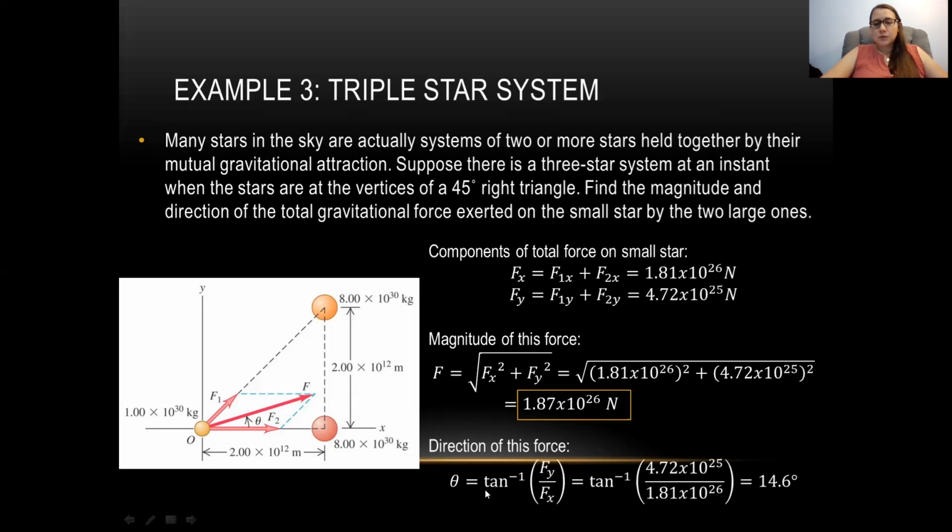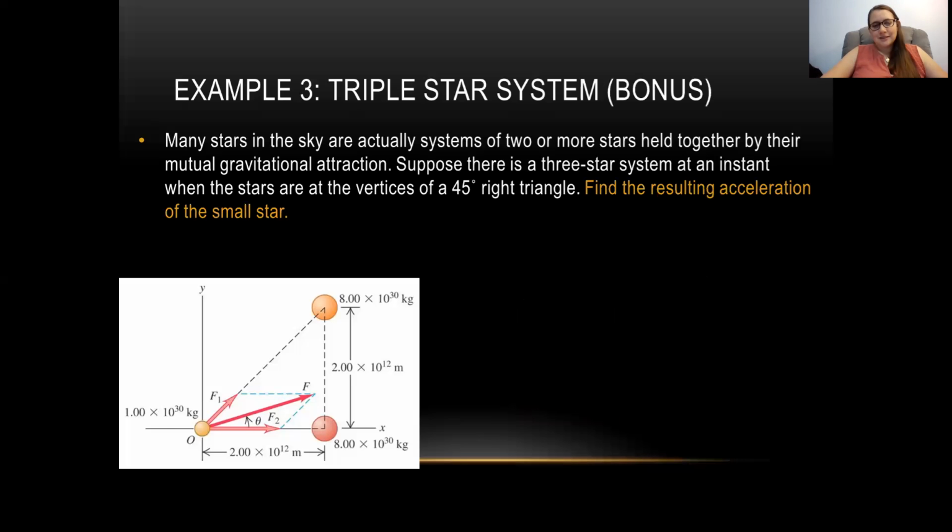The direction of this force will use the inverse tangent of the y component over the x component, just like we did way back several weeks ago. Right, so we get an angle of 14.6 degrees. Right, so that's this dark vector F here, the resulting gravitational force from these two objects on this smaller star. Of course, in an actual cluster, you'd have way more than 3 objects all interacting with each other. So this math gets very complicated very quickly.